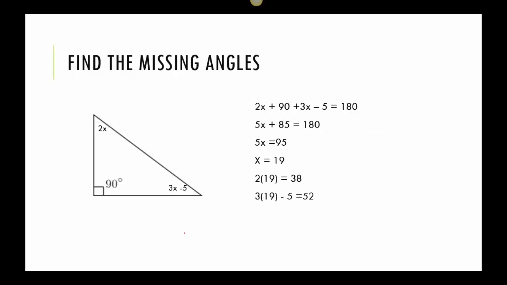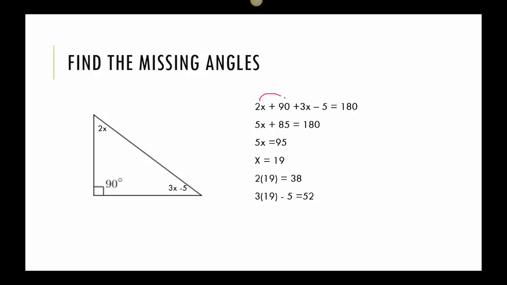So again, change the triangle. So now we have a right triangle. And on this one, the only one I know is the 90. The others, I just have some expressions to get me there. But I do know, again, the 180 is consistent for triangles. So I have 2x, I have 90, plus 3x minus 5, and that should be 180.